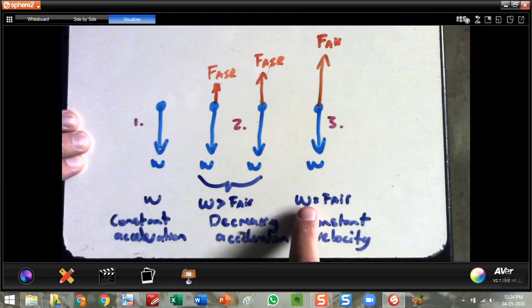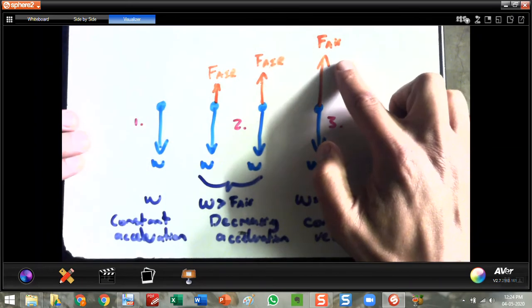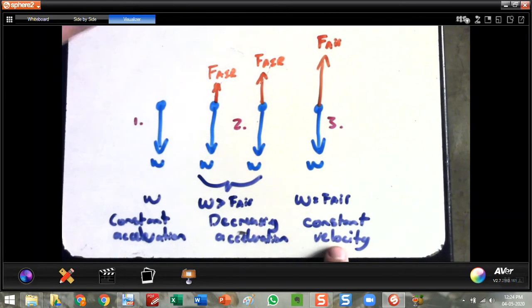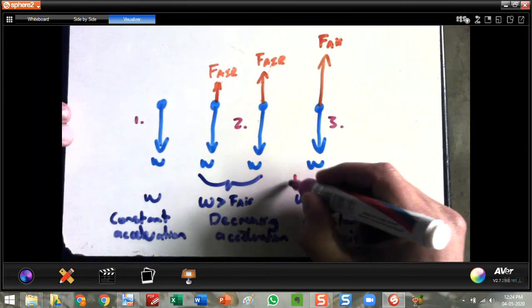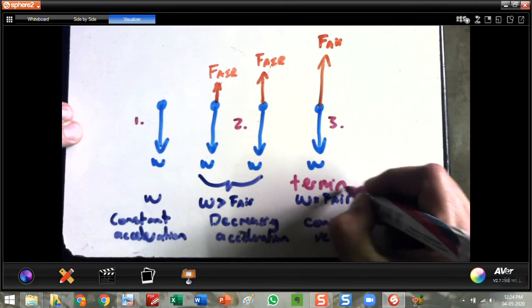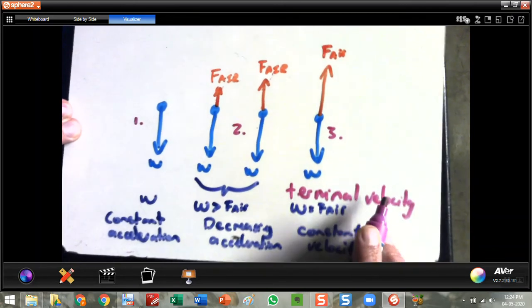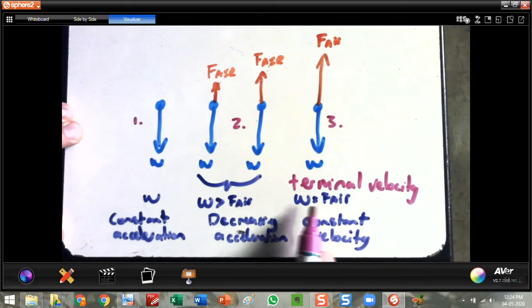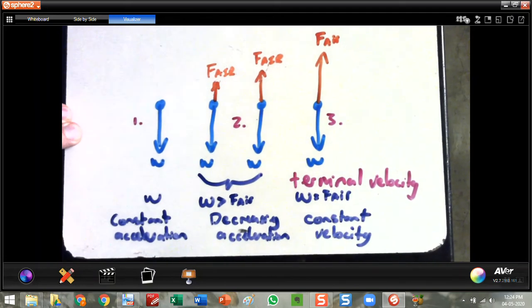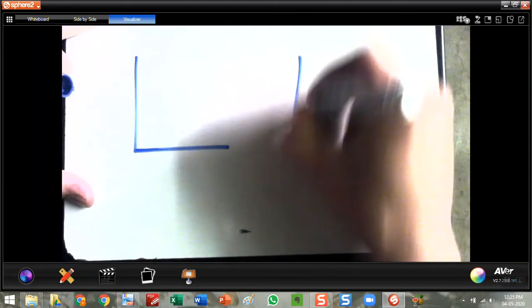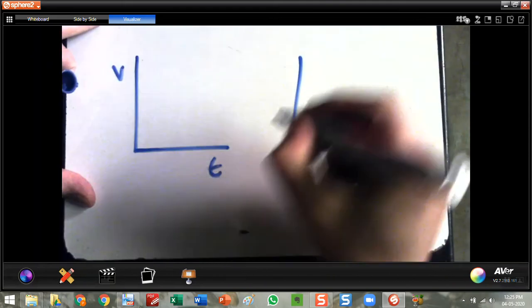And lastly, we get the point where the air resistance is equal to the weight. We call this the state of constant velocity, which we also call terminal velocity. Terminal velocity means that the weight and the air resistance are equal, and there is only a constant velocity, no acceleration.